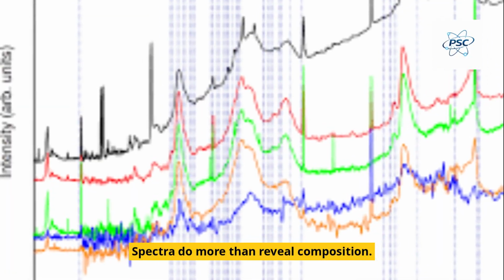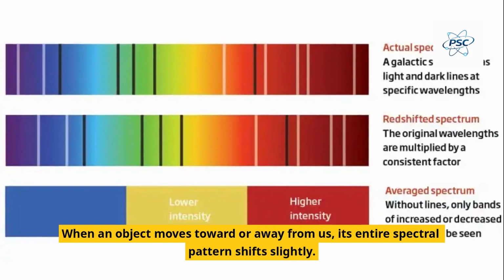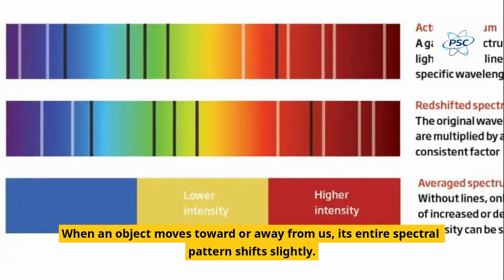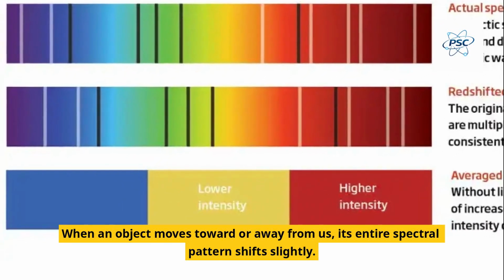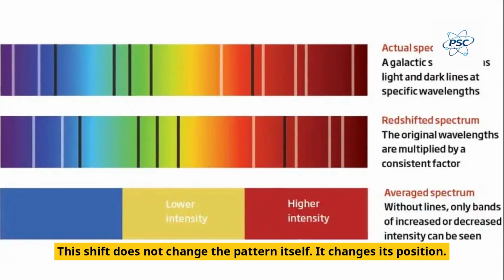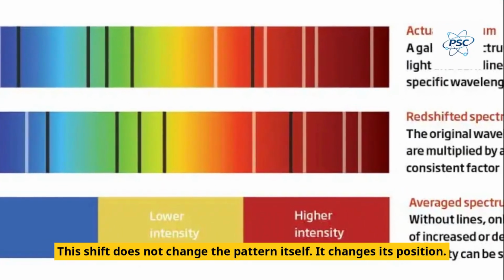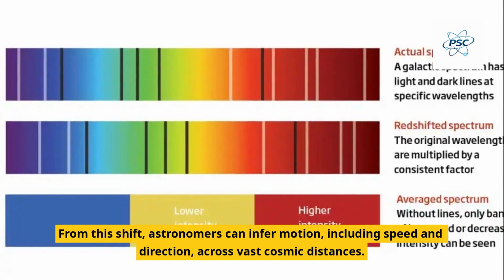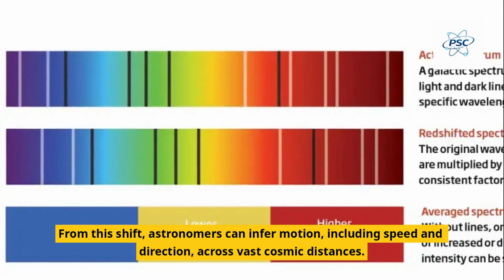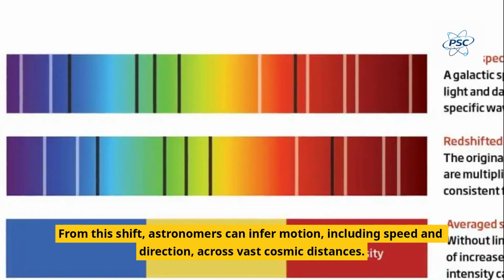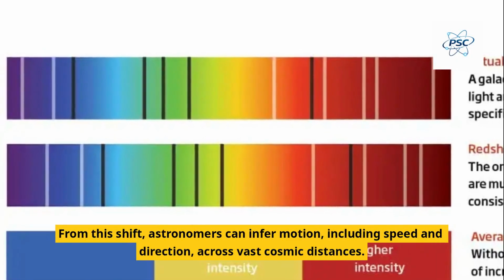Spectra do more than reveal composition. When an object moves toward or away from us, its entire spectral pattern shifts slightly. This shift does not change the pattern itself. It changes its position. From this shift, astronomers can infer motion, including speed and direction, across vast cosmic distances.